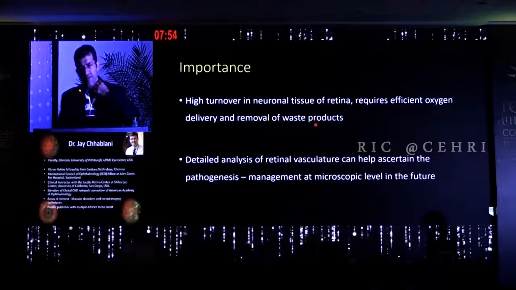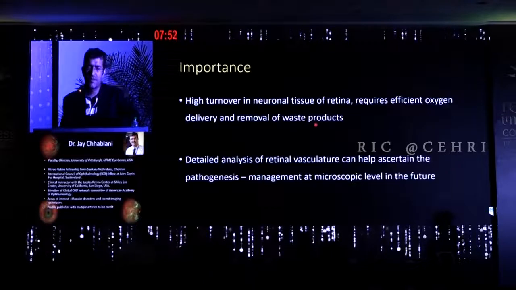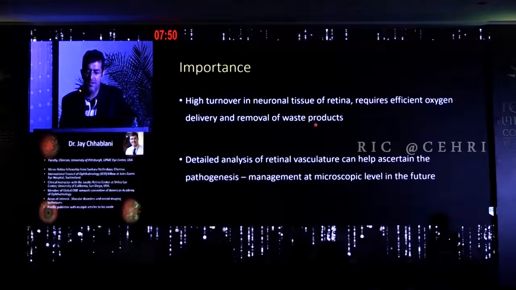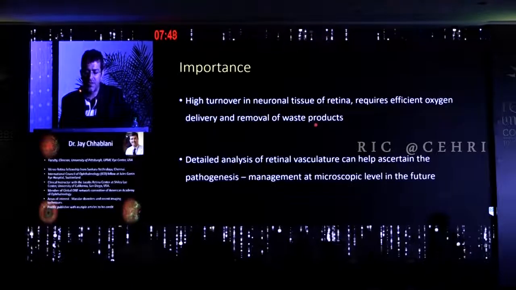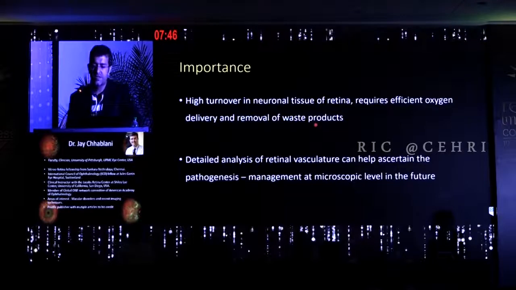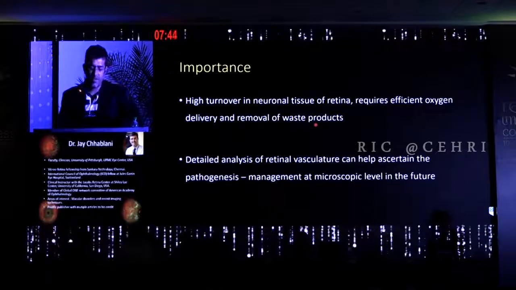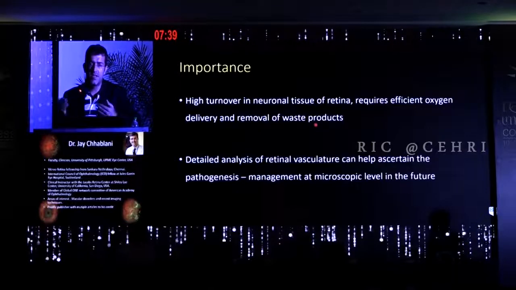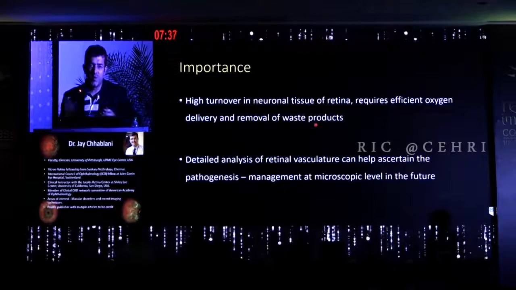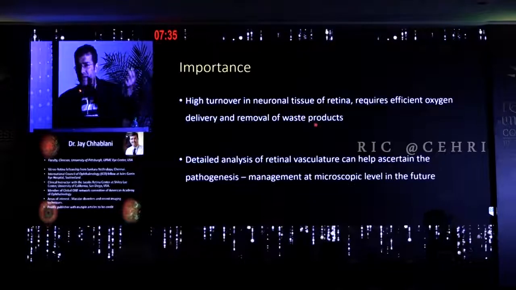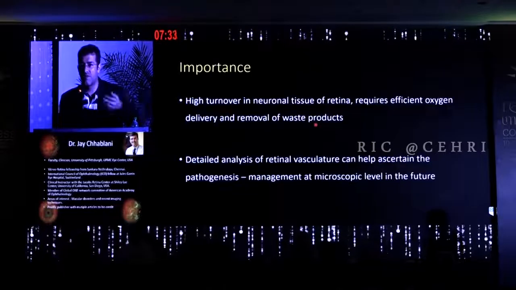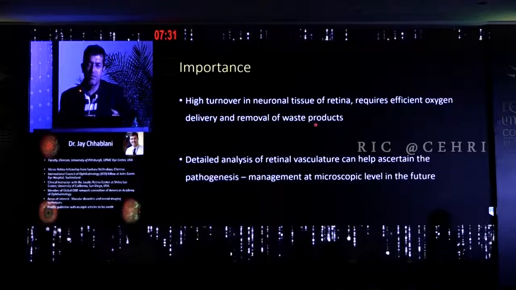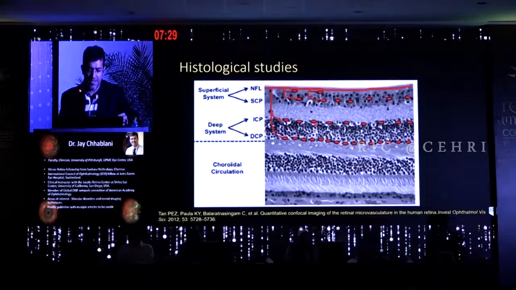Why is it important to look at the blood flow circuit? Because, as we know, there is a very high turnover in the neuronal tissue of the retina, which requires efficient oxygen delivery and removal of waste products. Why do we need to know? Because probably one day we will be treating these pathologies at a much more microscopic level than we are now. We are talking about these big retinal veins, and eventually we may be talking about these small capillaries, and we may be treating at that level.